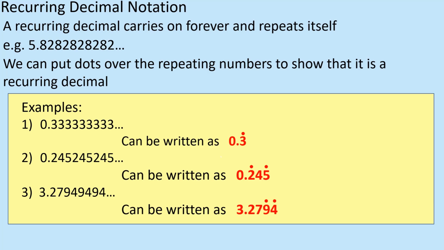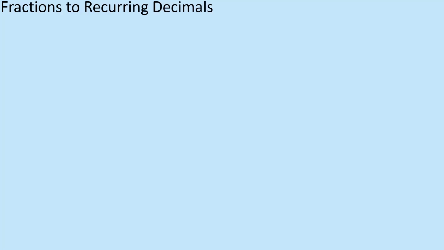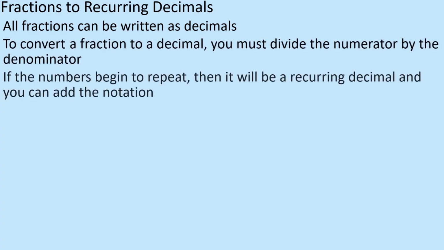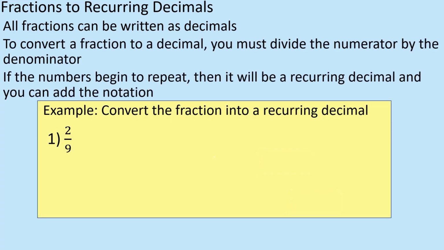Okay. Right, so fractions to recurring decimals. If you've got 2 over 9 and you want to convert that to a recurring decimal, well, actually, you're just going to do, again, the bus stop method. You're going to do 2 divided by 9, and then what you'll start to see as you're doing it is the numbers start to repeat, all right? So that's going to be 0.2 recurring.